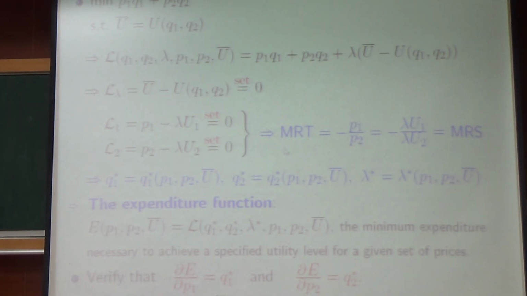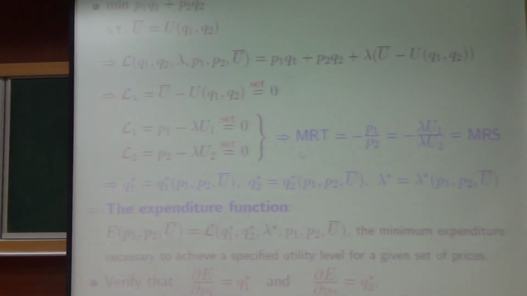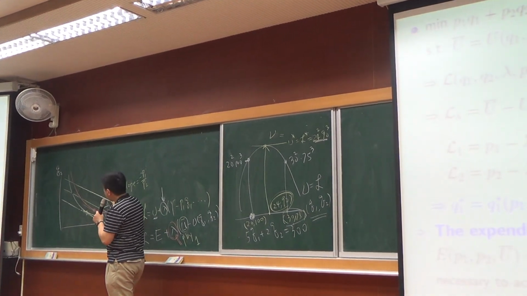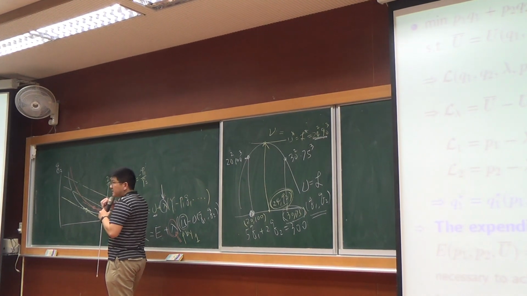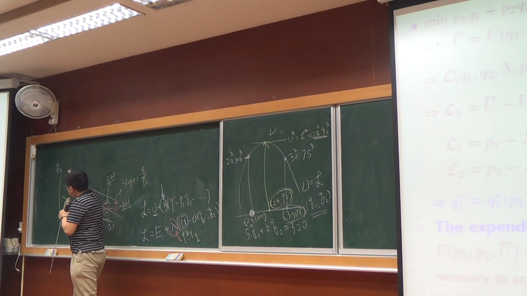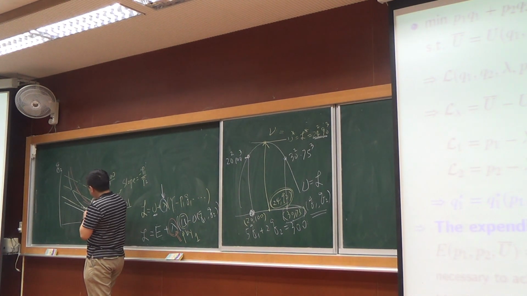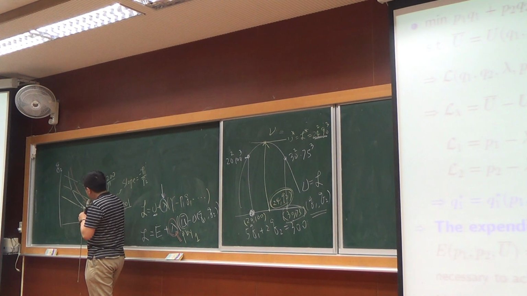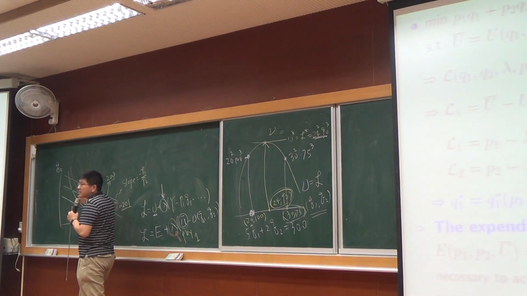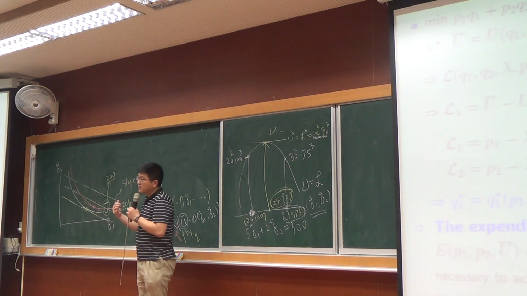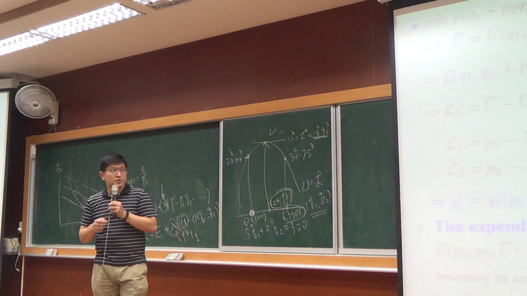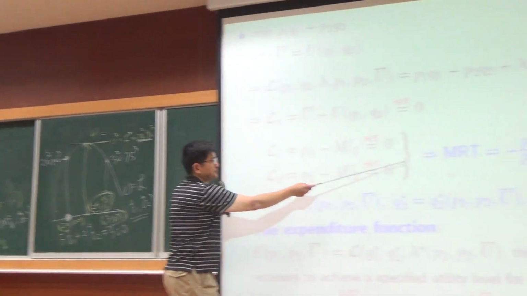So you will see MRT is the slope of the budget line. We want to spend less, so we try to minimize the expenditure. So the condition of the optimal solution would be the tangency condition. The slope of the budget line equals the slope of the indifference curve. So once again, MRT equals MRS, just like in the utility maximization. So we have this.